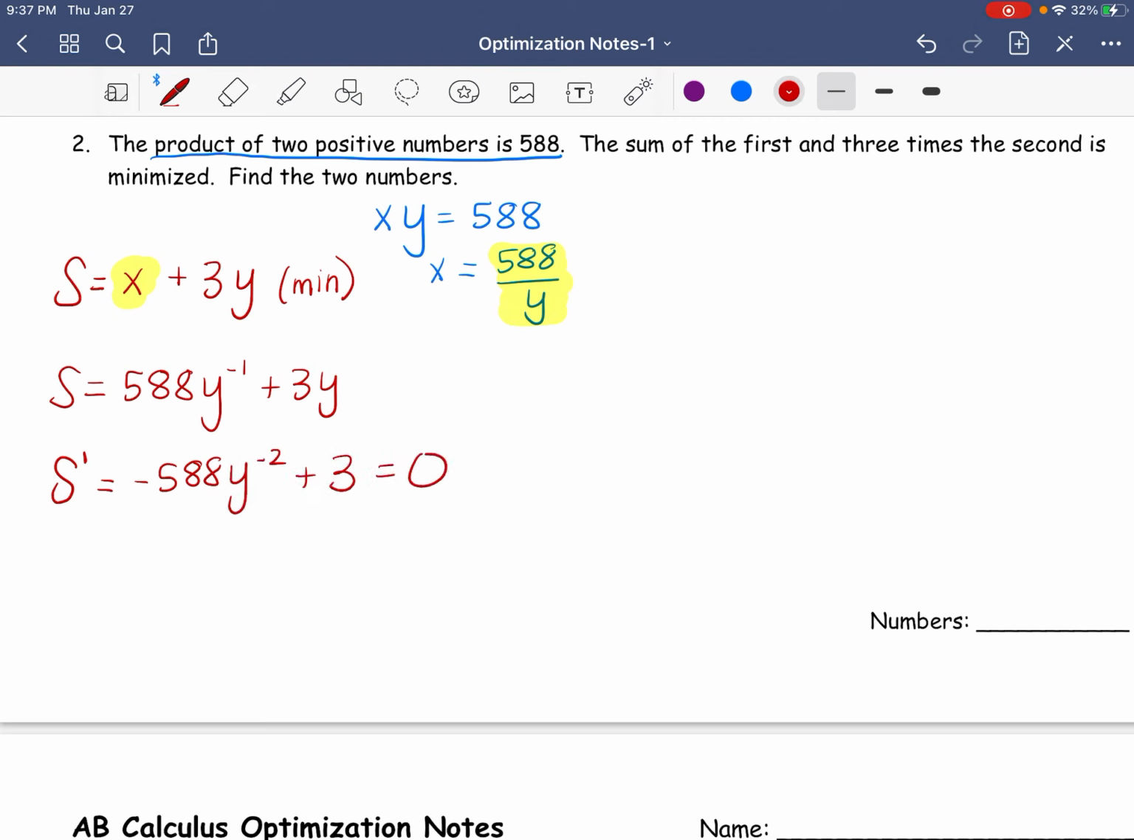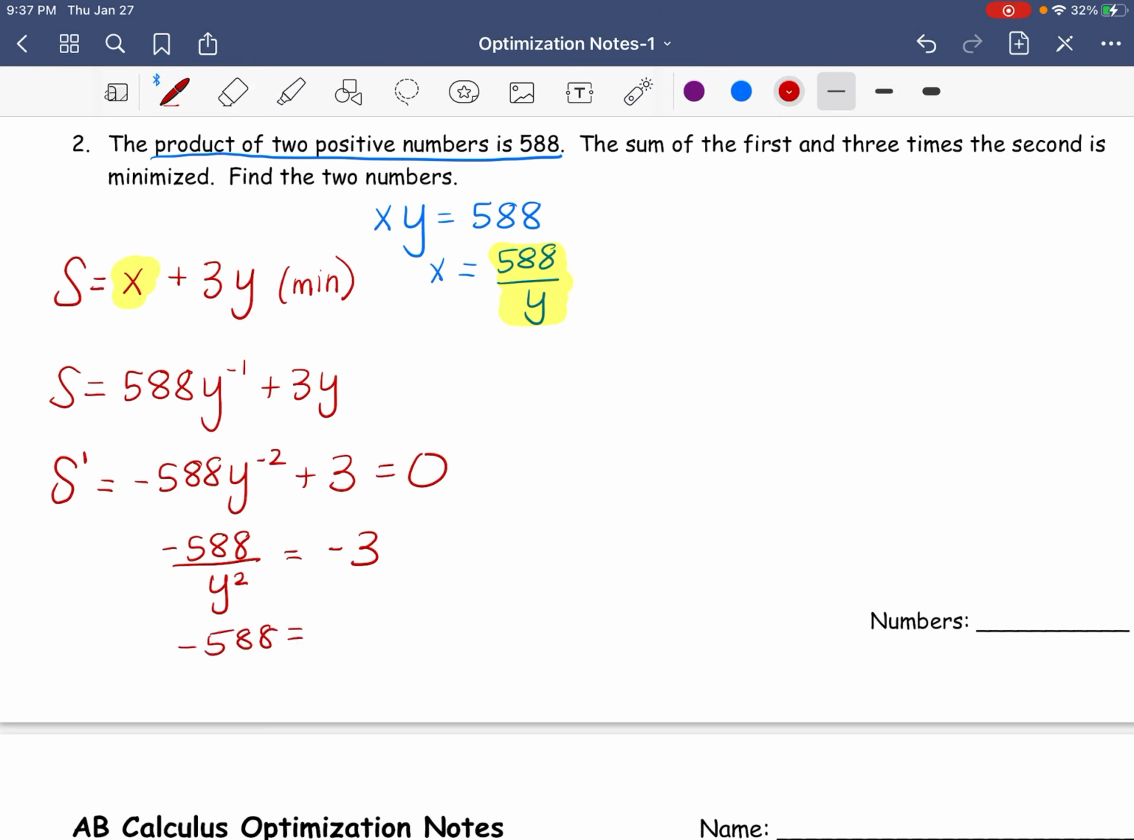We're going to set it equal to 0. Have to solve it for y. Now at this point, I'm going to rewrite it. Negative 588 over y squared. I'll bring that 3 over to the right side. So equals negative 3. And then I just need to solve this algebra equation.